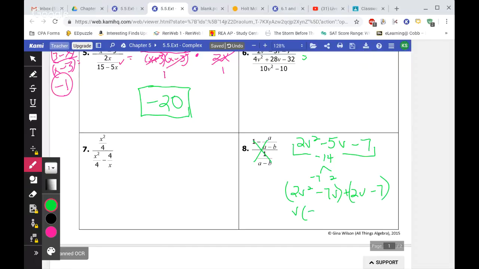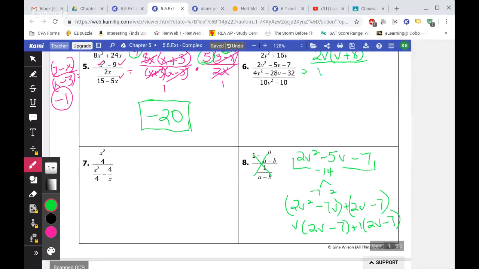And that's going to leave me 2v minus 7. And then the only thing you can really factor out of this is a 1. So that would leave me 2v minus 7. So my factors are v plus 1 times 2v minus 7.